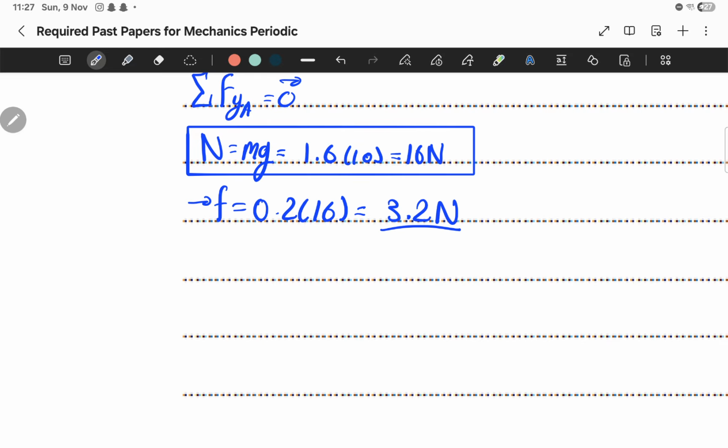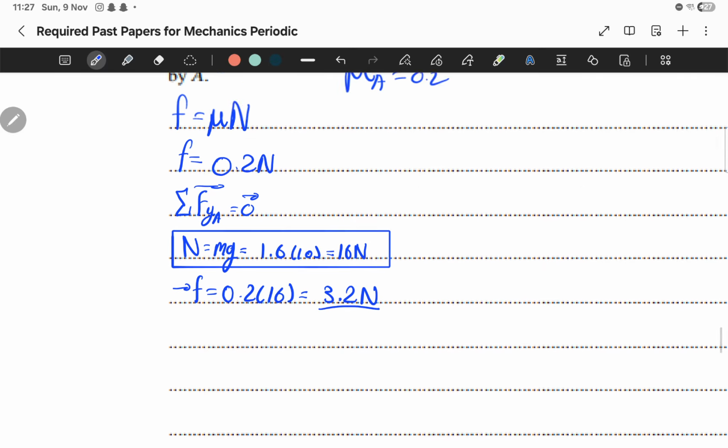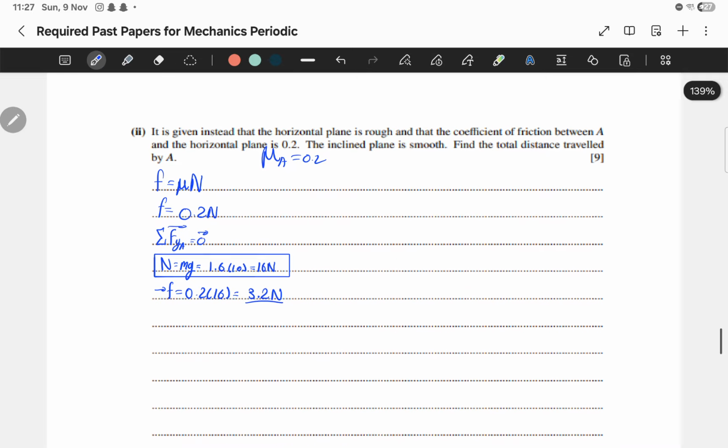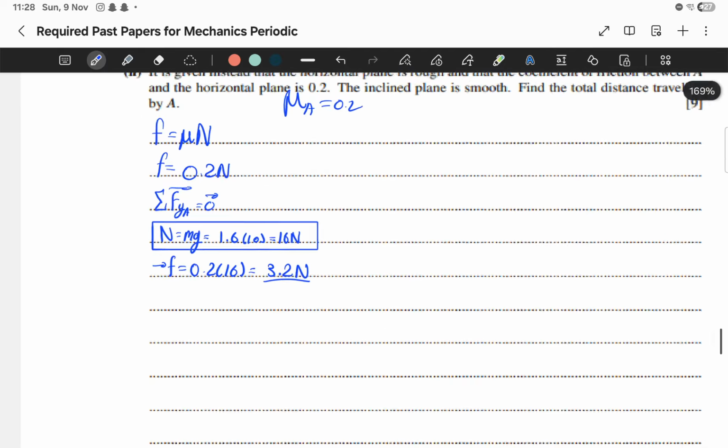Okay, now let's not put a box on this because the answer is fine. Find the total distance traveled by A. Okay, now this is very, very confusing. I need you to focus with me. Okay, now, here, how do we find the distance traveled by A?